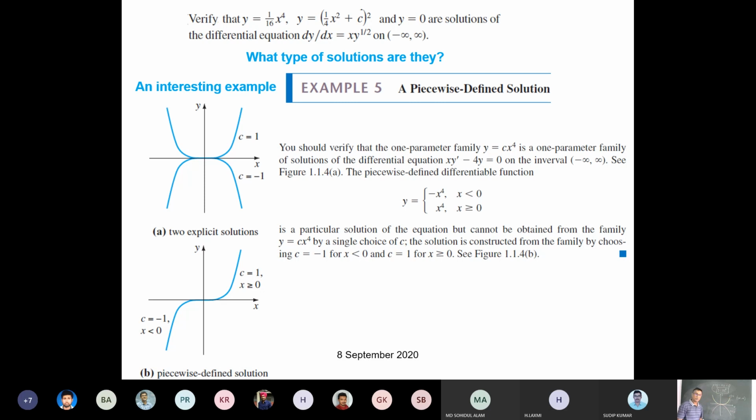Okay. So now what happens if I consider this curve? If I consider this curve, is it also going to be a solution?